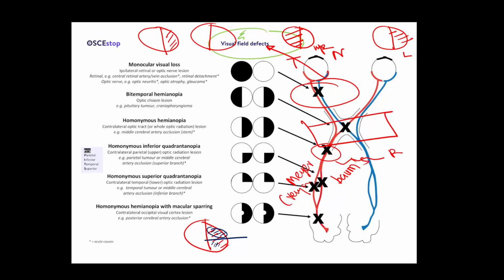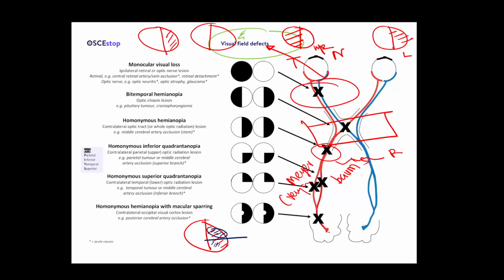Are we clear? Usually this happens because of a temporal tumor. So if the Meyer's loop is jeopardized, then you would lose the upper quadrant of the vision. Vice versa, if the Baum's loop is affected, it could lead to a loss of the inferior quadrant. Are we clear? Now after passing through the loops, it will coalesce back again and go to the occipital lobe.